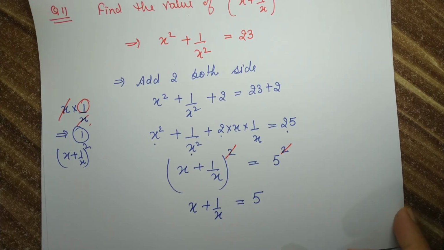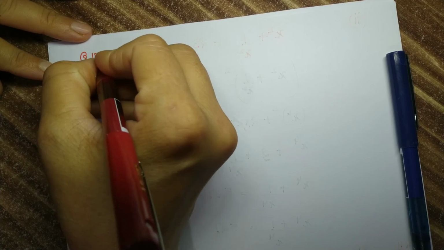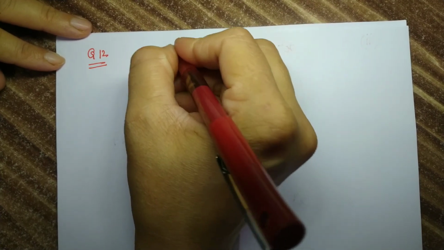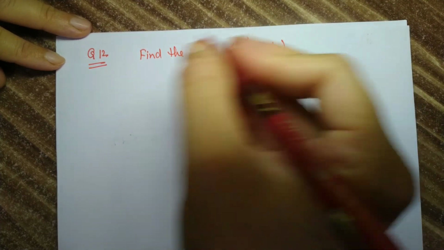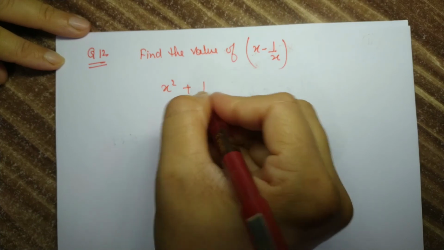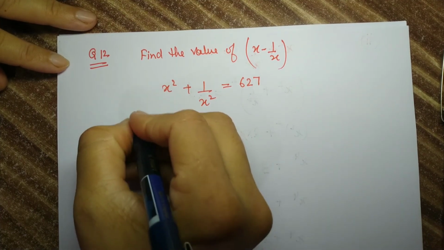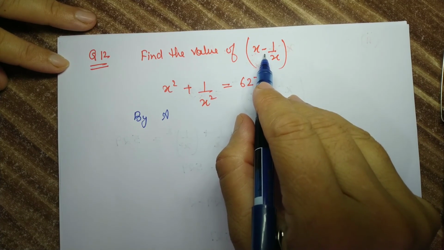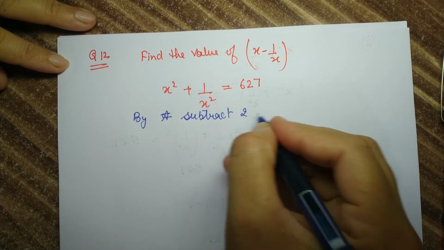I think you are a little bit confused in this question. Let's take one another question to make this more clear. Now we are going to solve question number 12 also. Okay. In question number 12, they have given a similar thing. We have to find the value of x minus 1 by x. Okay. And they have given x square plus 1 by x square equals 627. First step. Students, now this time what value do we want? Minus. So here we will not add, we will subtract. We subtract 2 on both sides.